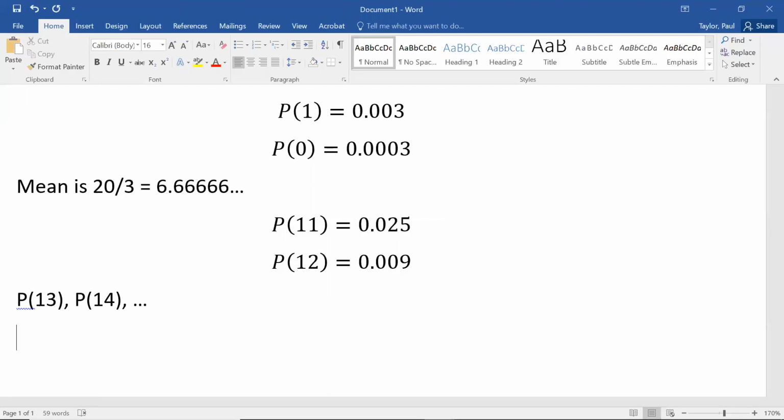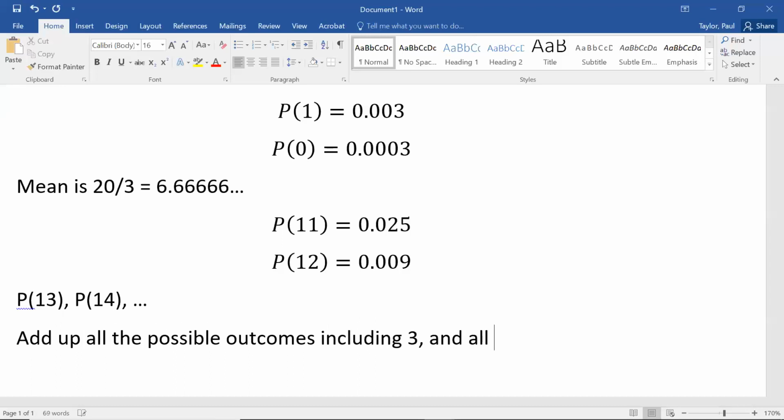So the ones that are less than 3 and also the ones that are 11 and more. So that's sort of like all of the possible outcomes that are 3 or something even less likely than 3. Okay, so let's add up all the possible outcomes, including 3 and all outcomes less likely than 3.